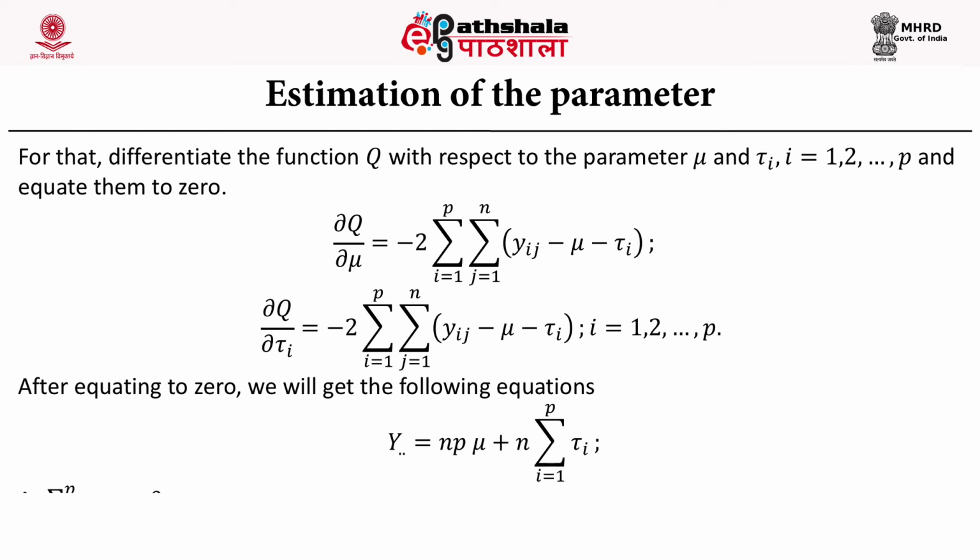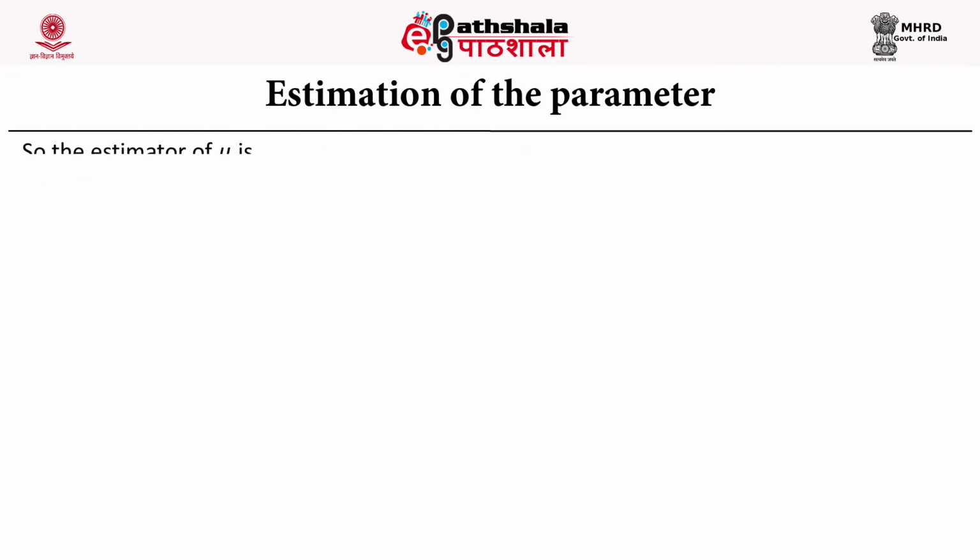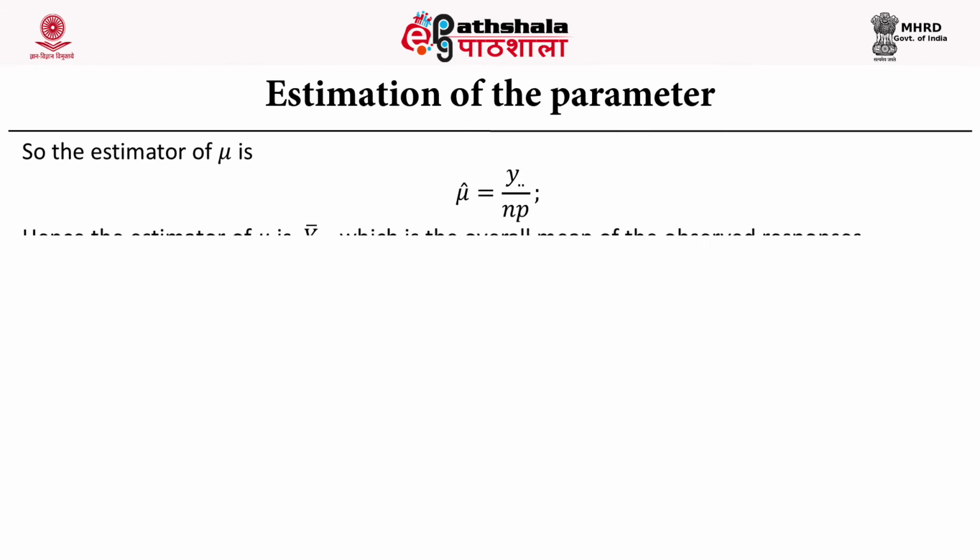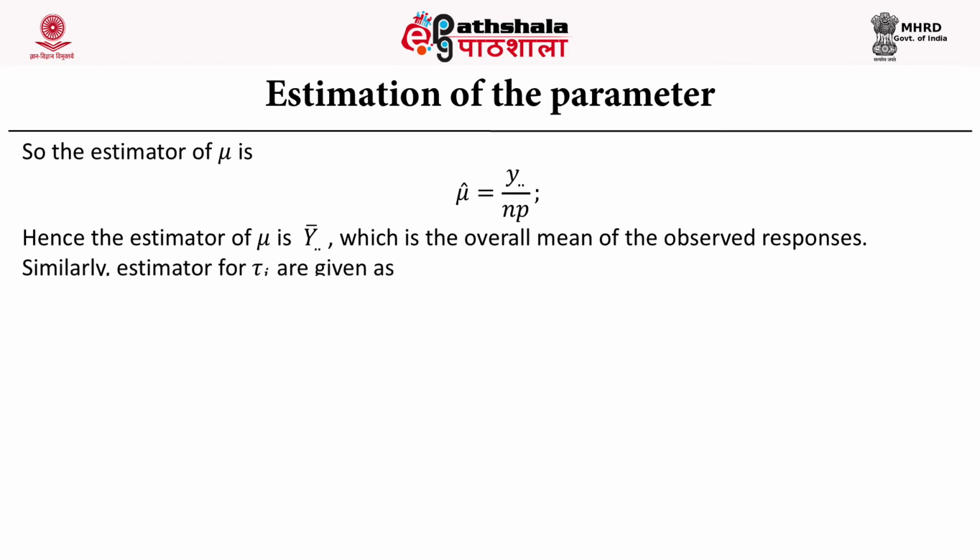After equating to 0, we get the following equation: y double dot equals np mu plus n times the summation over tau i, and also, with i varying from 1 to p, the summation of tau i is equal to 0. So the estimator of mu is mu hat equal to y double dot upon np. Hence the estimator of mu is y bar double dot, which is the overall mean of the observed responses. Similarly, the estimator for tau i is tau i hat, which is equal to y i dot bar minus y double dot bar, where y i dot bar is the mean of the ith treatment response.